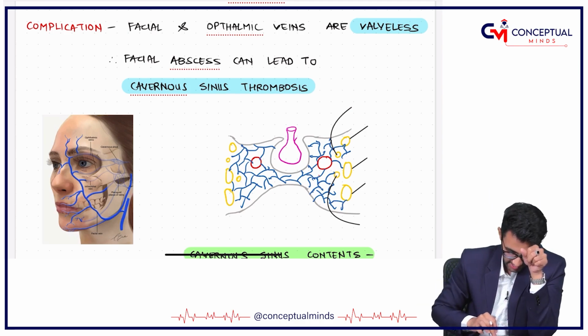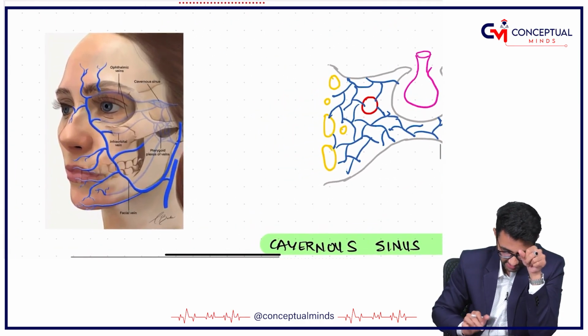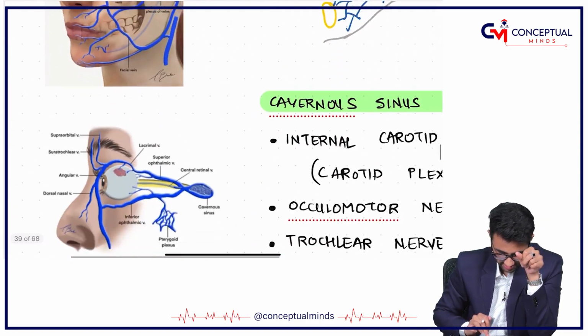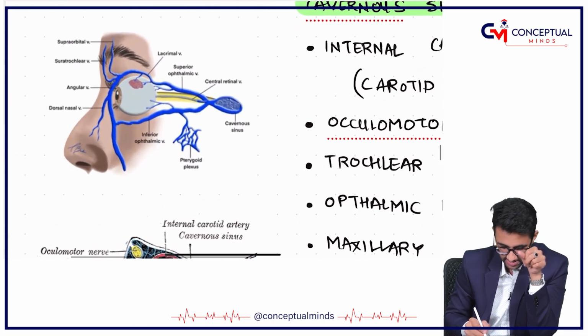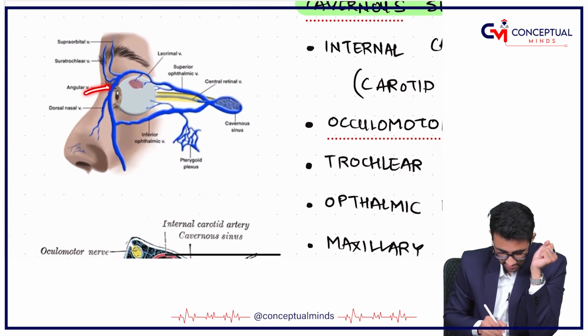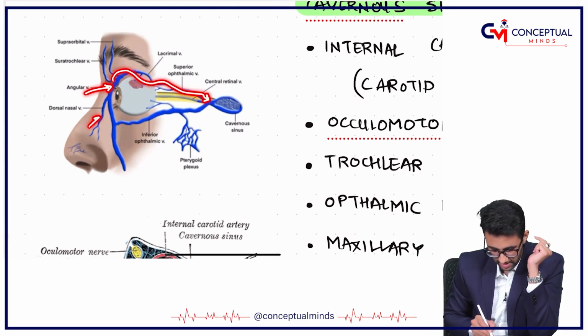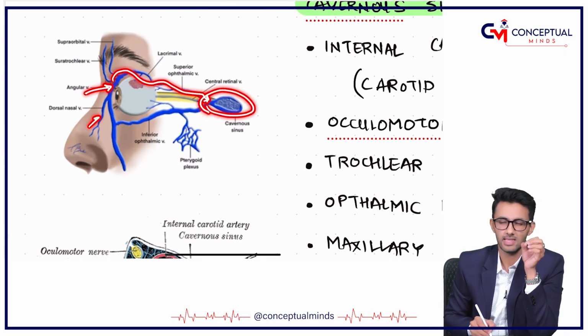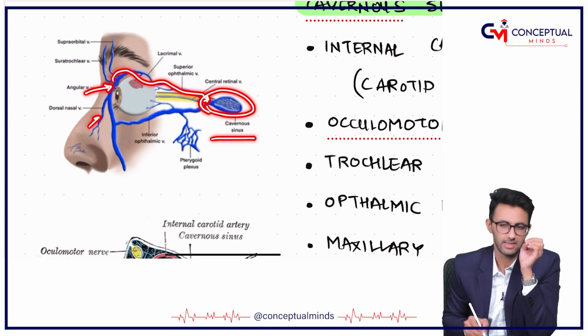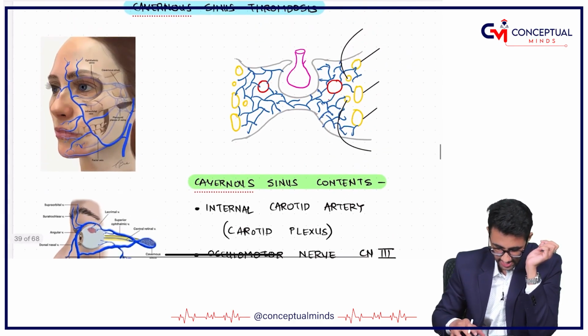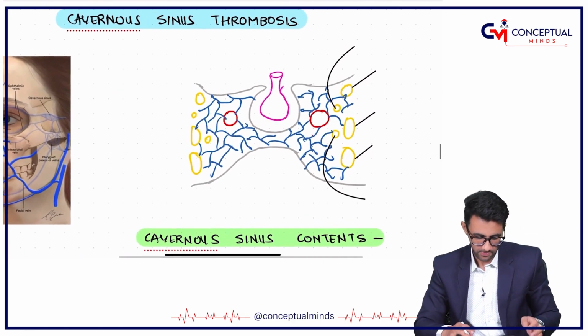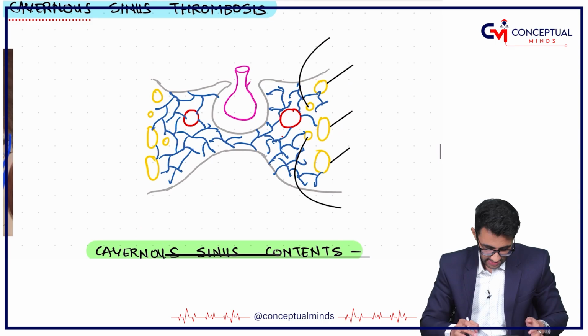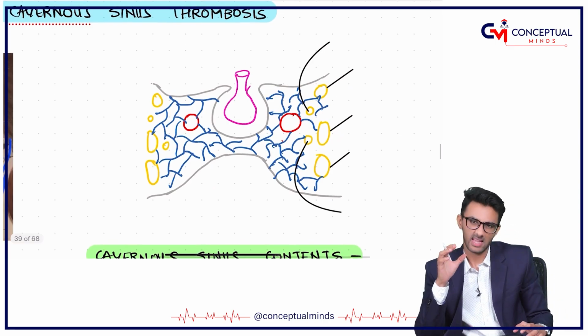This is the vein, the facial vein. And over here you can see in the next diagram, if there is some infection here or here, it can straight away go towards the back and we can have a very serious complication, that is cavernous sinus thrombosis. This is a diagram for the cavernous sinus thrombosis, and this is a diagram of a cavernous sinus and its contents.